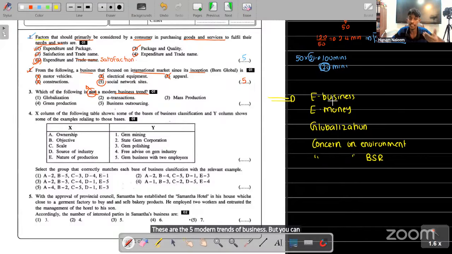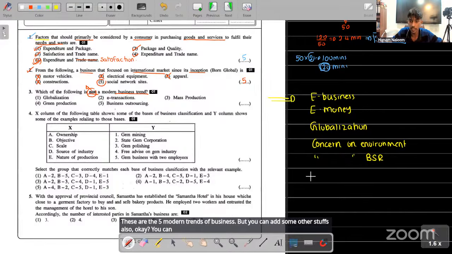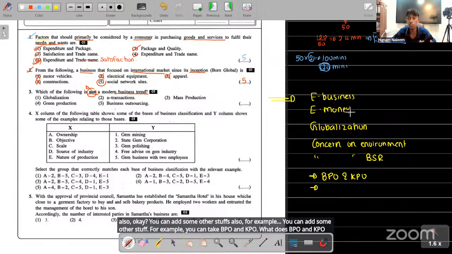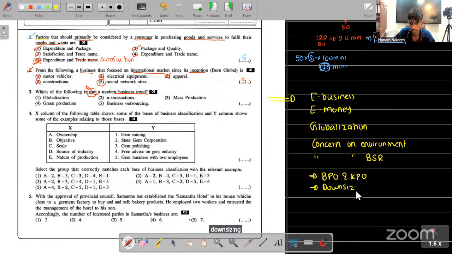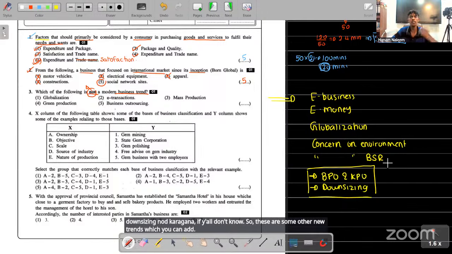But you can add some other things also. For example, you can take BPO and KPO. What does BPO mean? Business process outsourcing. That is also a new trend. You can add one more: maybe you have studied in management, we call it downsizing. Note this down if you don't know. So these are some other new trends you can add: BPO, KPO and downsizing. Downsizing means we reduce the size of the business. If you see any inefficient sector of a business, you remove that. That is also one new trend.